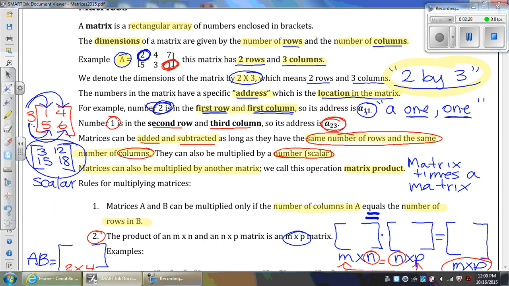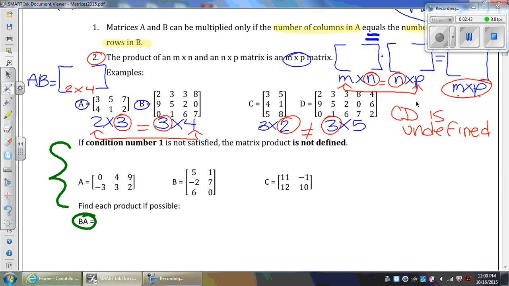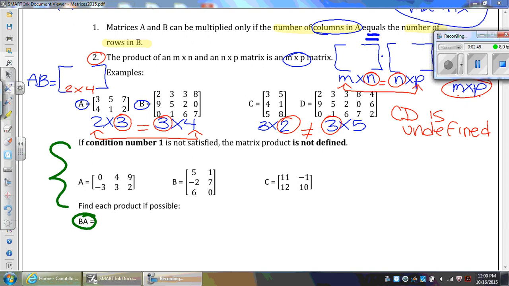Now, we could also multiply a matrix times a matrix, and we refer to that as matrix product. Now, we do have to satisfy one condition, and that condition is that the number of columns in matrix A equals the number of rows in matrix B. And so I have an example here.